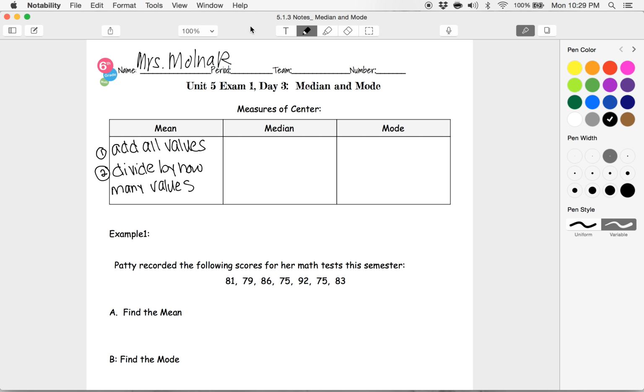The next one is going to be called the median. The median is the middle number. So if you want to write the very middle number next to that, that can help you understand that it means the middle.